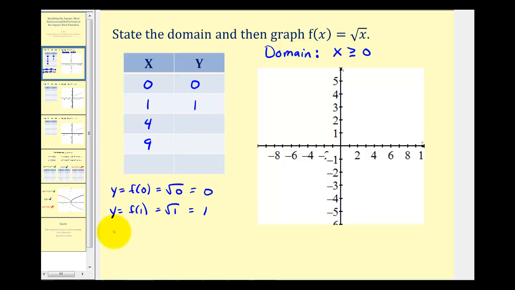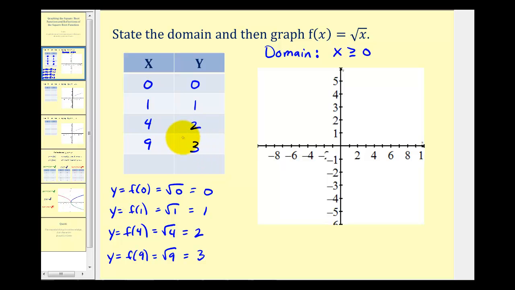Next, when x is equal to 4, y is equal to f of 4, and the square root of 4 would be equal to 2, since 2 squared is equal to 4. And then when x is equal to 9, y is equal to f of 9, and the square root of 9 is equal to 3.